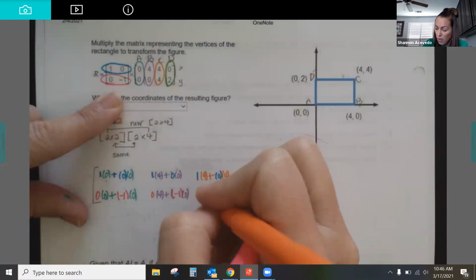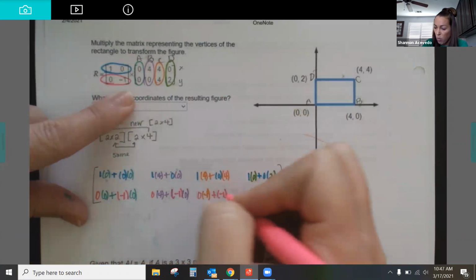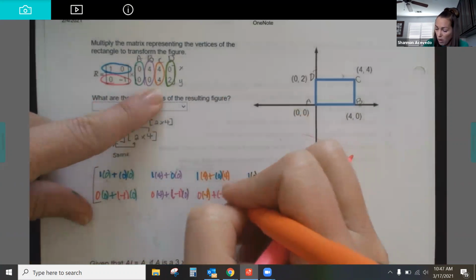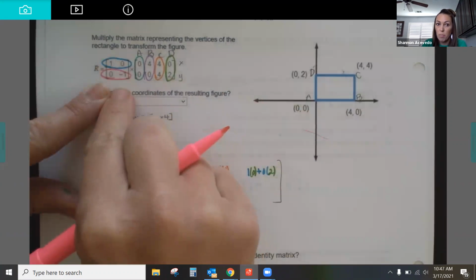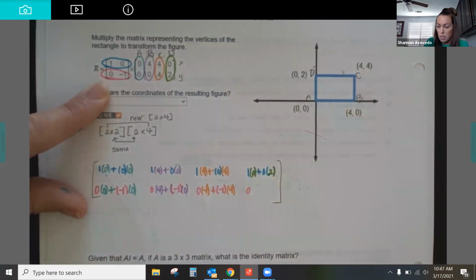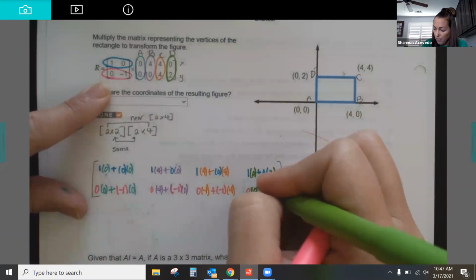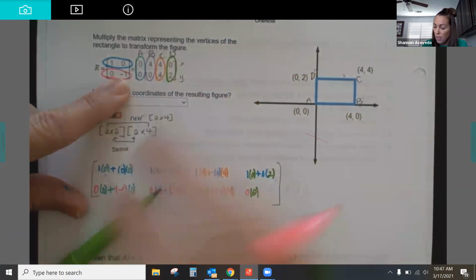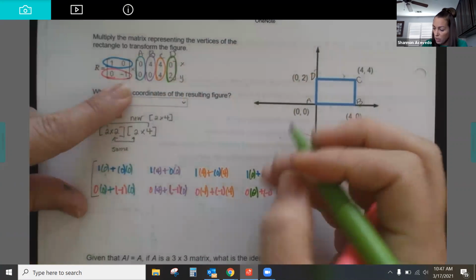So 0, 4. And then it's going to be plus a -1 times my other. And then my last one, so second row, last column, is going to be 0 times my 0, 0 times 0, and then it's going to be plus my -1 times my 2.